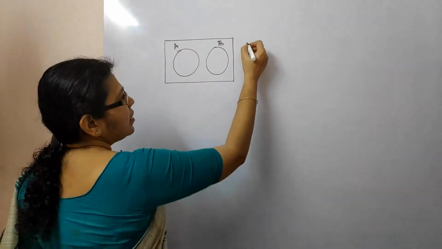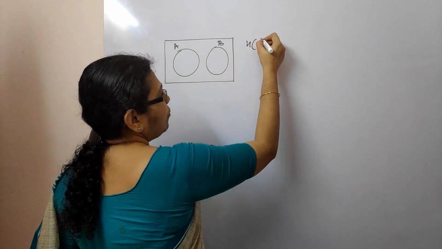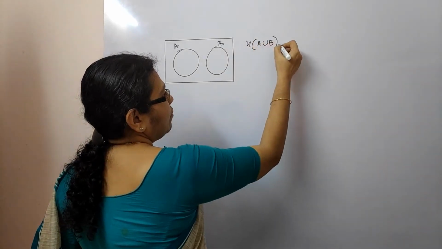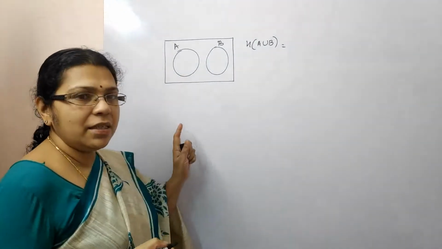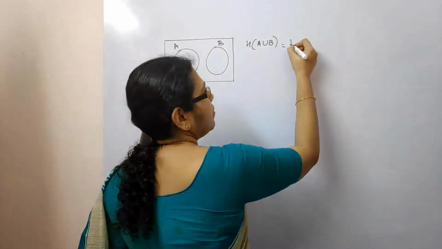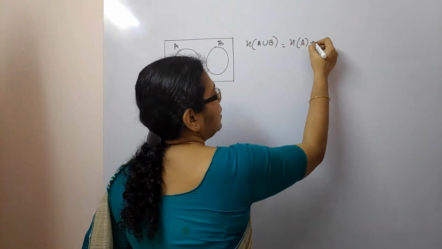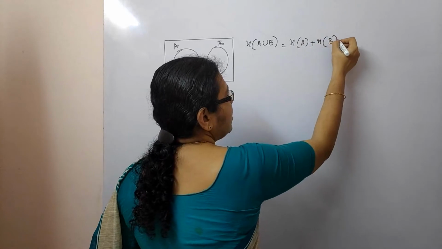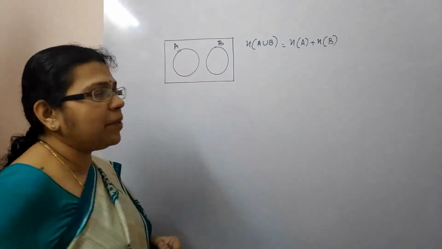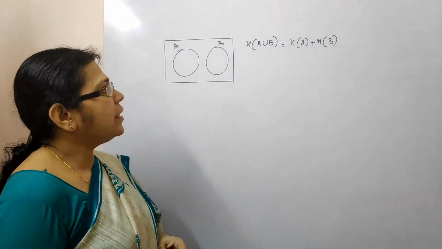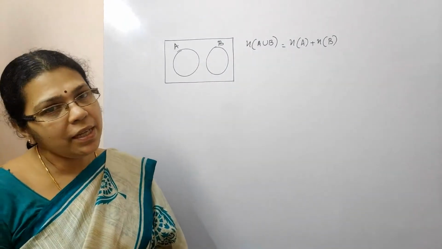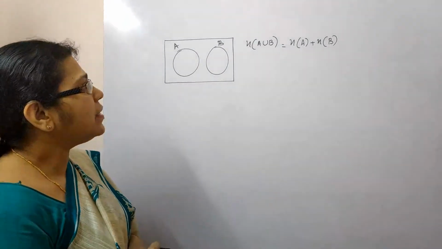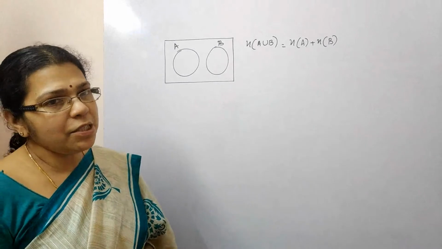This is set A and this is set B. Now, the first result: n(A union B), when A and B are disjoint sets, is given by n(A) plus n(B). That is, the number of elements in A plus the number of elements in B is equal to the number of elements in A union B. This happens when A and B are disjoint sets.